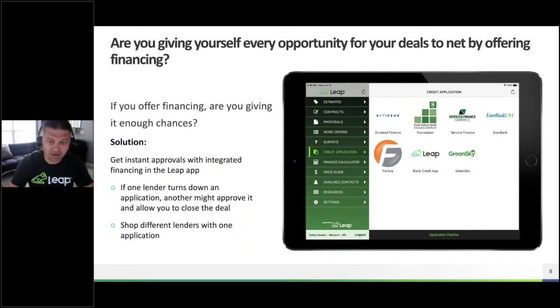So if you're not submitting financing, you should absolutely do it, and you should also do it through multiple lenders in case the first one turns it down.